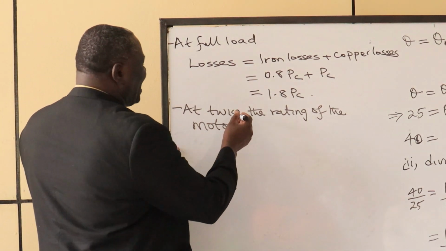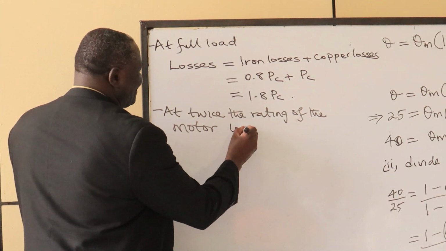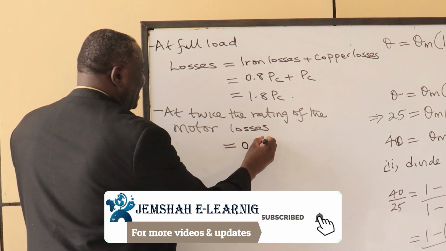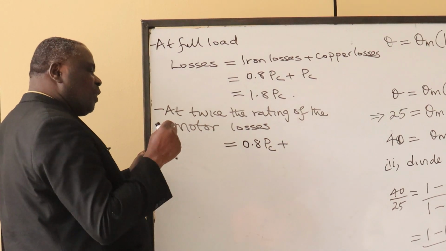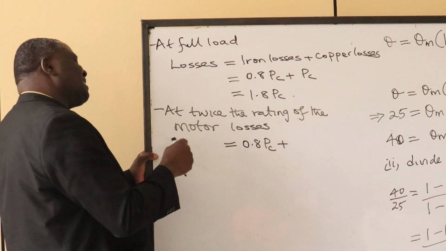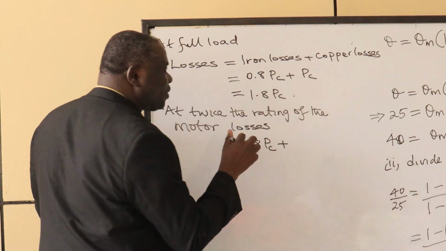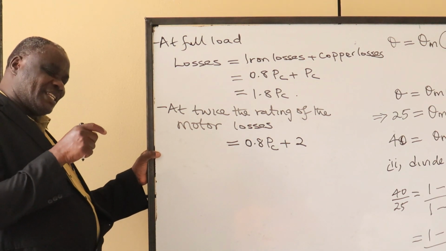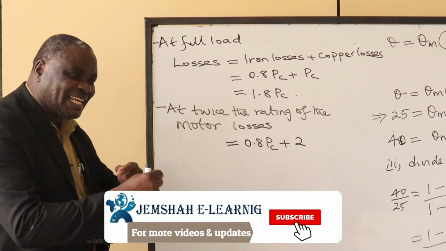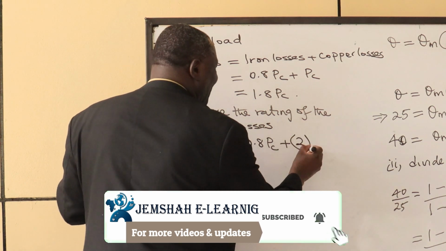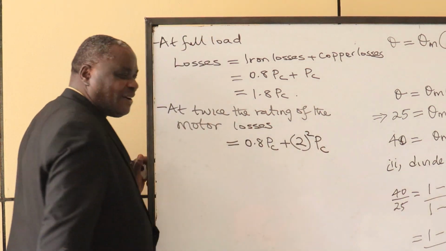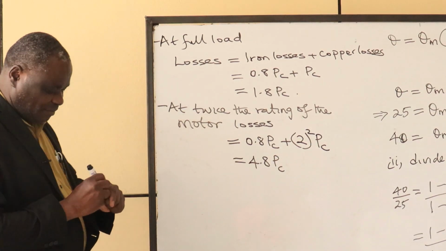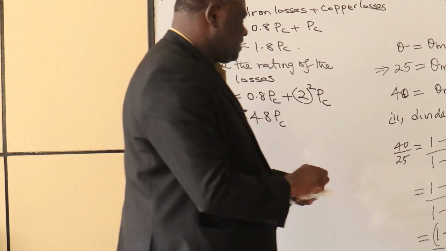So we say, at twice the rating of the motor, losses will be equal to the iron losses, which is 0.8 PC, plus the copper losses at twice the rating. Because we are talking two times, you take that particular fraction, X times, and then you square. So we square this, then multiply with the full load copper losses, which will give us 4.8 PC.